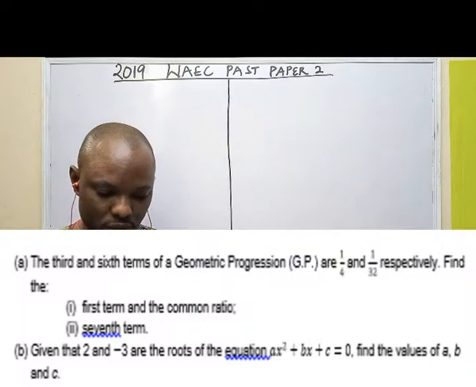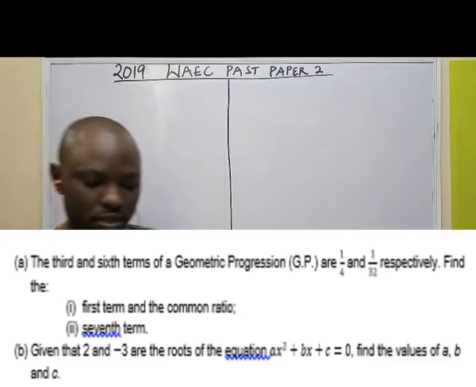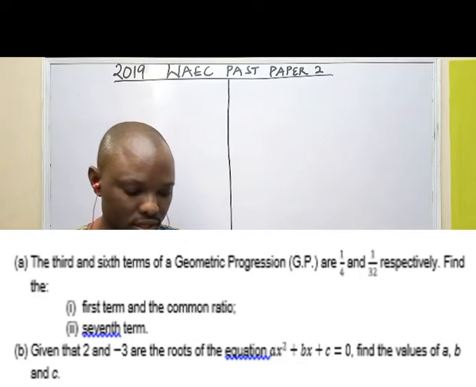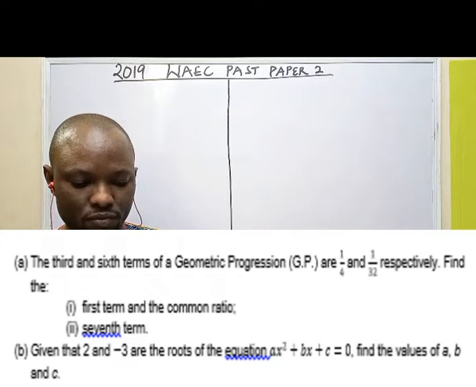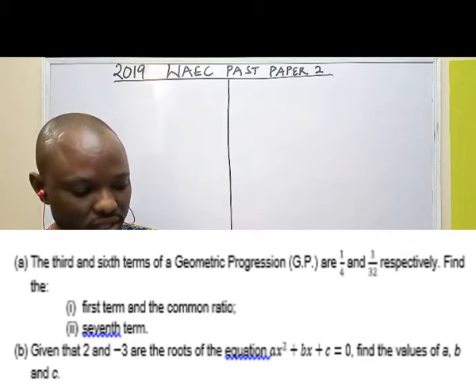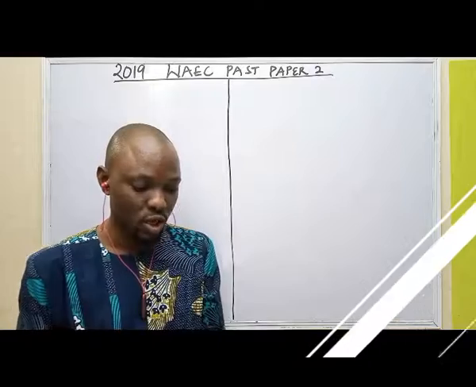Yeah, question 11. We're going to start with 11, which is on geometric progression. The third and the sixth term of a geometric progression are 1 over 4 and 1 over 32 respectively. Find the first term and the common ratio to the seventh term.